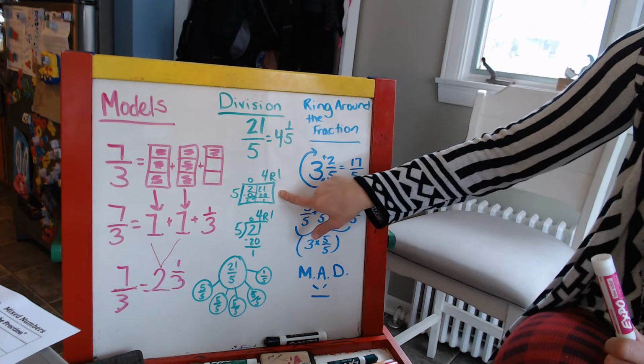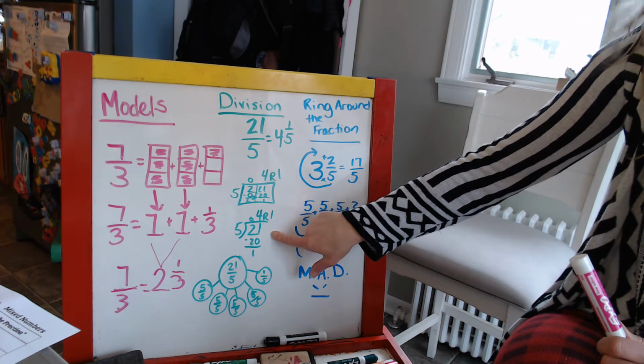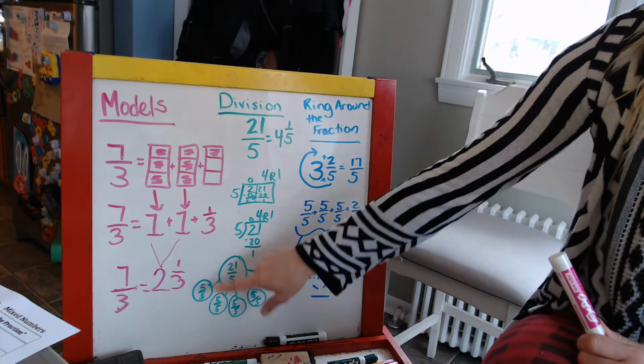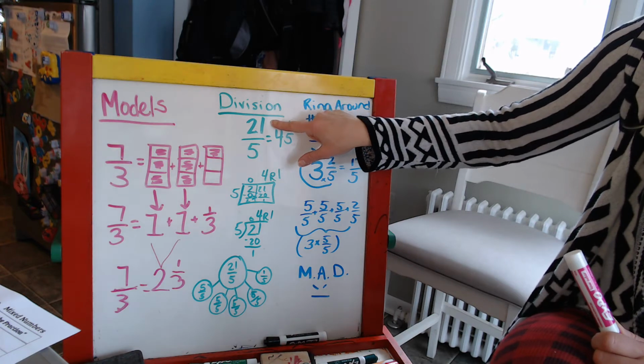I wrote out our box method of division and the den method for the den people. Then I think this kind of shows you what it means when we say 5 goes into 21 4 whole times.